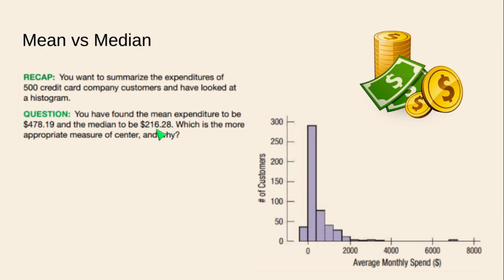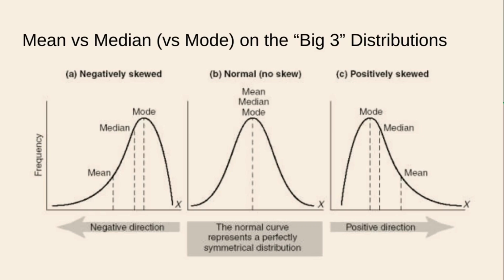$216.28. That is a better measure of center because it is less influenced by skewness. The mean, as we see here, is heavily influenced by skewness. It is quite far from the median, so we should go with the median on this one. All right, another really important slide here. Let's look at the mean, median, and mode on the big three distributions.